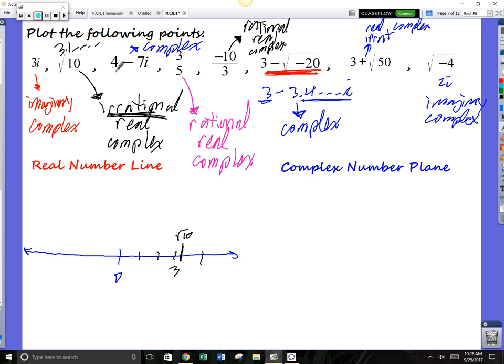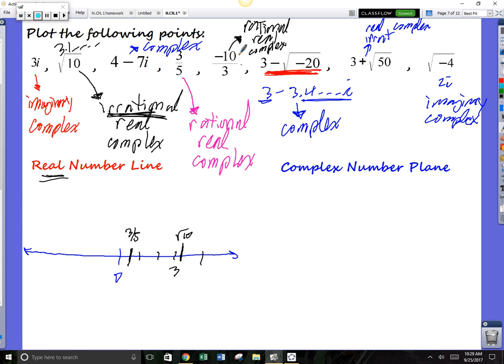The next one, 4 minus 7 imaginaries. If it's got an imaginary, it does not live on this real number line. Okay, 3/5. Type in 3/5 on your calculator. So we got 3/5 is 0.6. 0.6 is somewhere between 0 and 1. So right there is 3/5.